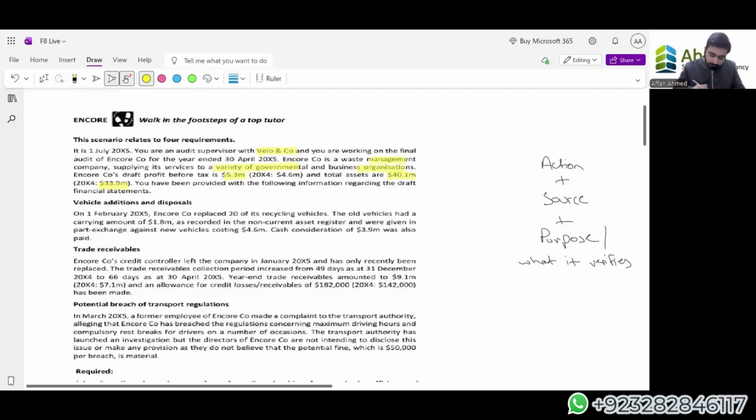Okay. Now, next step, they're telling us the specific area that we have to perform substantive procedures on. Here they're saying that on 1st February 2005, Incor replaced 20 of its recycling vehicles. The old vehicles had a carrying amount of 1.8 million. Now they have given us a disposal.